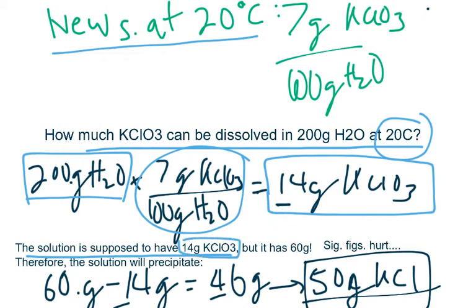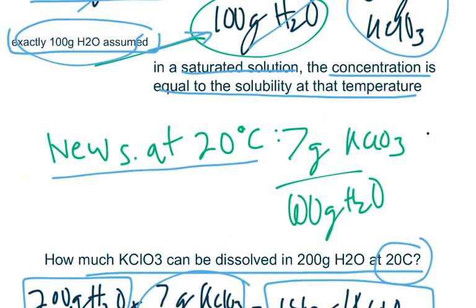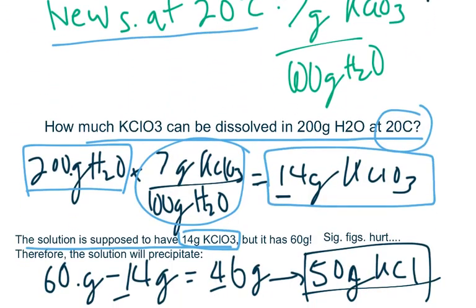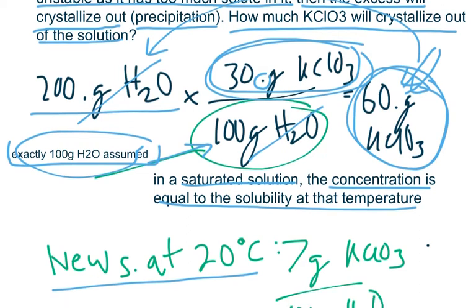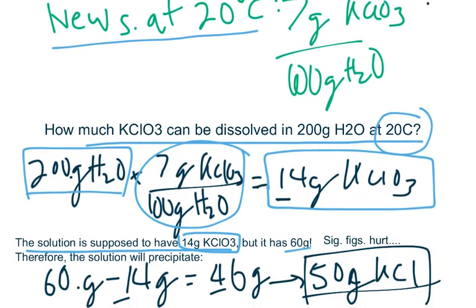and it will have 14 grams of KClO3 in a saturated solution, but as we just calculated before, it actually has 60 grams of KClO3, because remember, this is the amount we dissolved in order to create a saturated solution at 70 degrees Celsius. So now it's still there, and the maximum solubility now states that we can dissolve at most 14 grams.